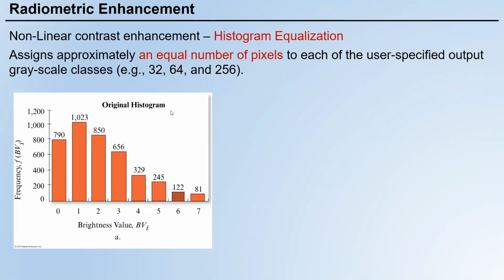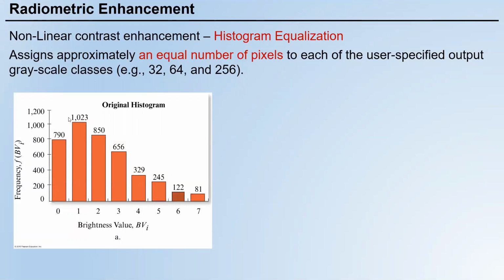Here is an example. This is an original histogram. How many classes do we have? 1, 2, 3, 4, 5, 6, 7, 8. So 8 classes from 0 to 7, which means this image is a 3-bit image. 2 to the power of 3 is 8, so 8 possible classes from 0 to 7. And the vertical axis, of course, is frequency because it's a histogram.